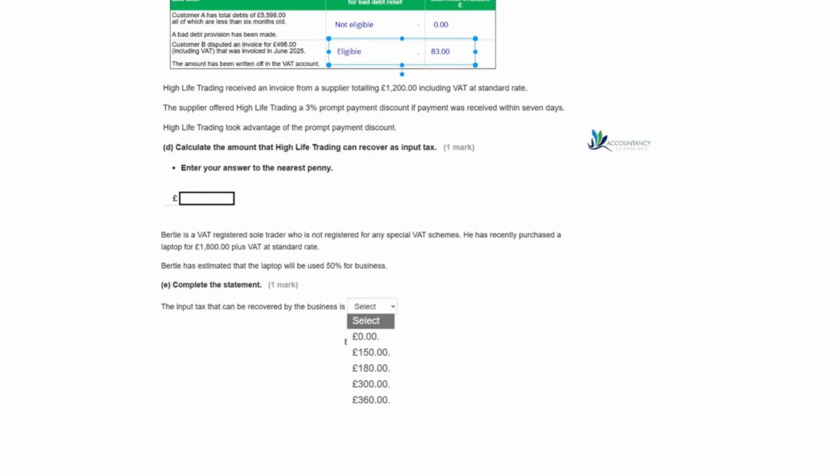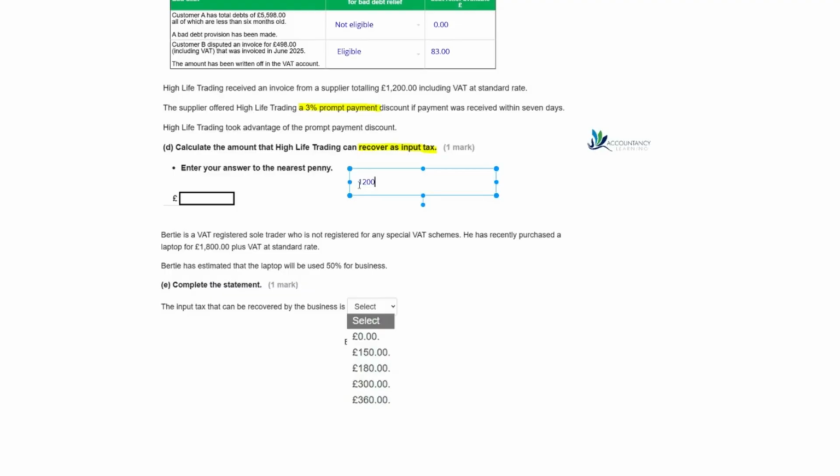High Life Trading received an invoice from a supplier totaling £1,200, including VAT at a standard rate. The supplier offered High Life Trading a 3% prompt payment discount if payment was received within 7 days, and they took advantage of that. So we now need to calculate the amount that High Life Trading can recover as input tax. So we're not looking to give the figure of how much they've actually paid, but instead how much they can recover as tax.